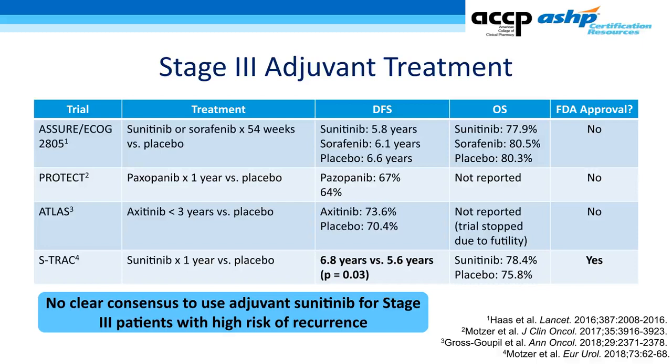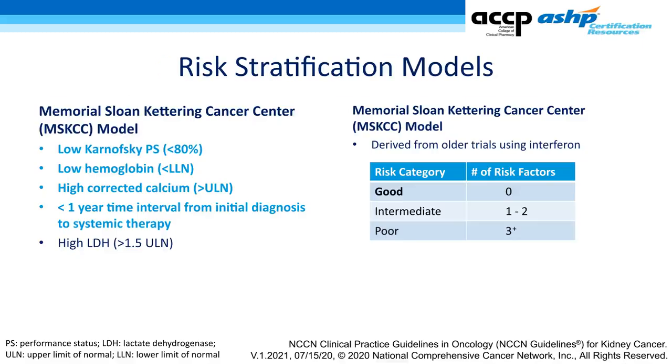And so sunitinib is FDA approved for 1 year in the adjuvant setting for stage 3 folks based on the S-TRAC study. But we have ASSURE and PROTECT and ATLAS. Just based on the body of evidence, this may be chance, what we saw in S-TRAC, but there is no overall survival benefit. And so there's no clear consensus to use adjuvant sunitinib in the stage 3 setting. It is certainly not a category 1 or even category 2A recommendation. It is an option, but not one that is likely to result in any overall survival benefit for our patients.